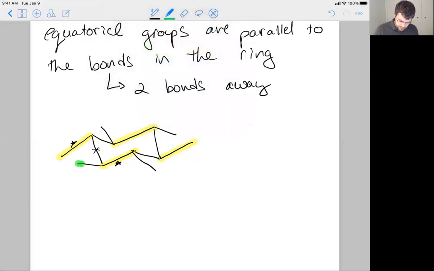Let's change the color and look at a different bond. If we go here, what I'm saying is that we would skip what I've already drawn with an X. We'd skip that X and go into the green. Now we could go in either direction, as I kind of hinted towards. In this second case, we'd skip the star. And then that's parallel to, again, 2 bonds away, the other equatorial group that's hanging off the ring.